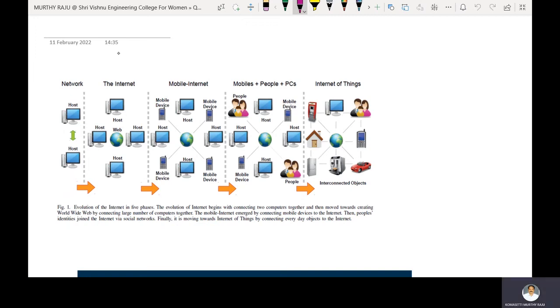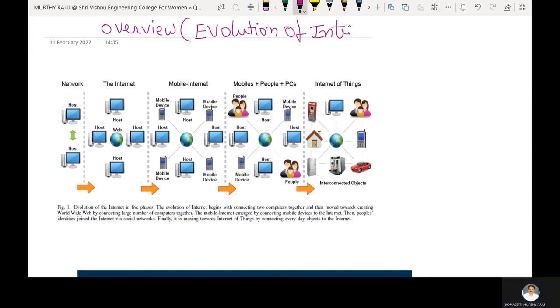The topics to be discussed in this class are overview, the evolution of Internet of Things, and motivations.